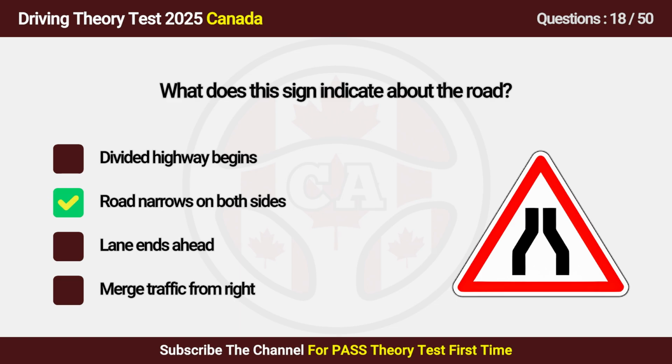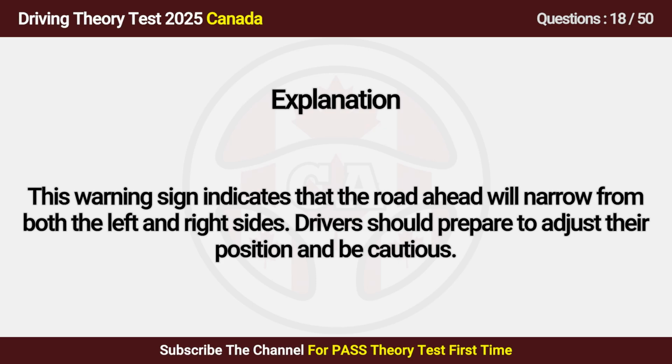Answer is B. Road narrows on both sides. This warning sign indicates that the road ahead will narrow from both the left and right sides. Drivers should prepare to adjust their position and be cautious.